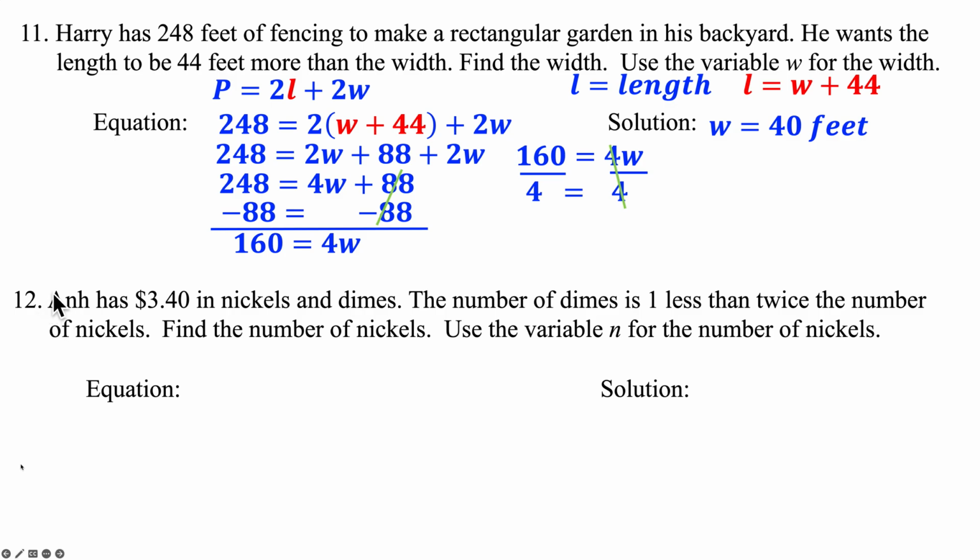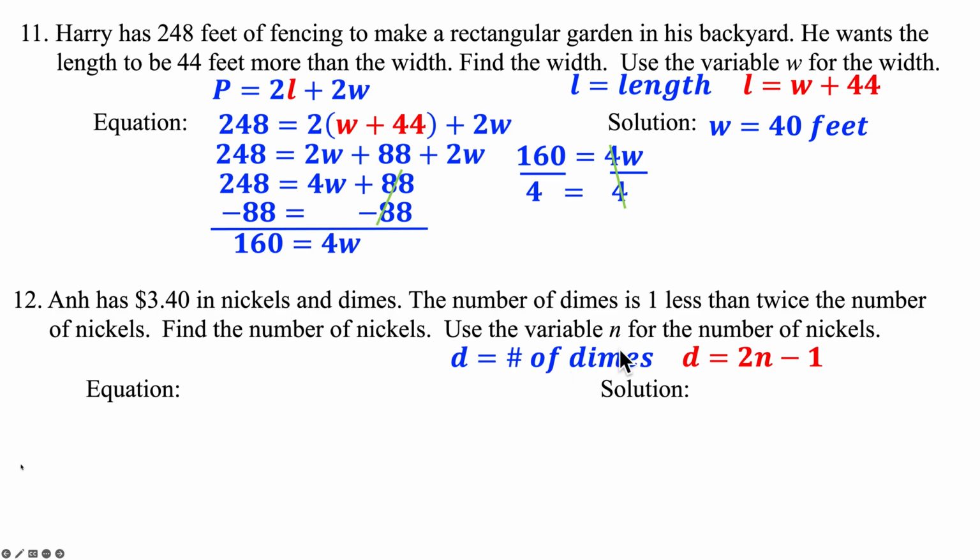All right, next, Ann has $3.40 in nickels and dimes. The number of dimes is 1 less than twice the number of nickels. Find the number of nickels, use N for the nickels. But again, wait a minute. We also have dimes, so I'm going to use the variable D for the number of dimes. Now it said dimes is 1 less than, so switch that around with twice the N, so 2N minus 1.